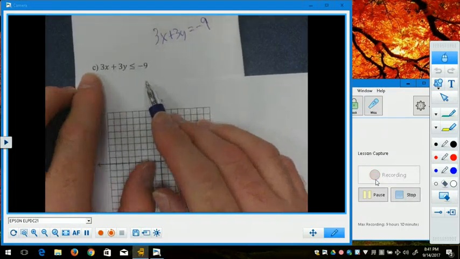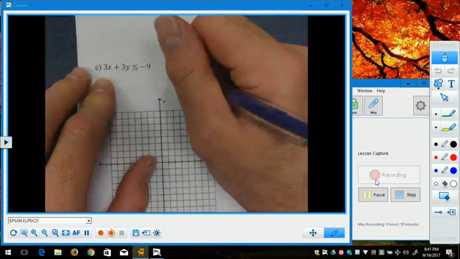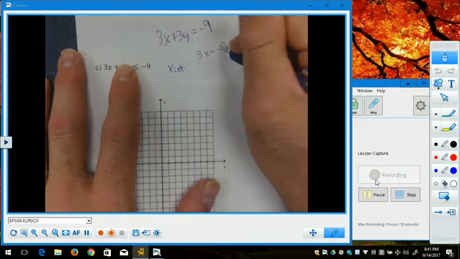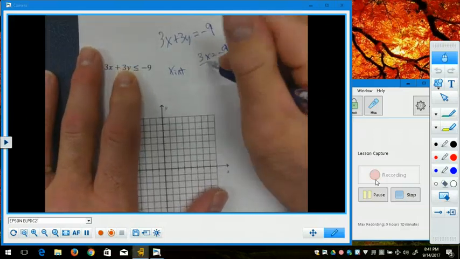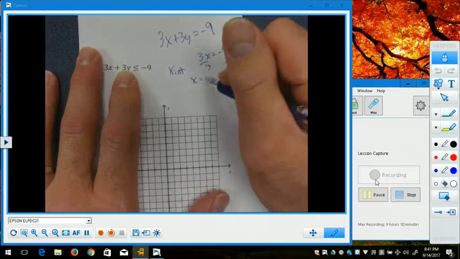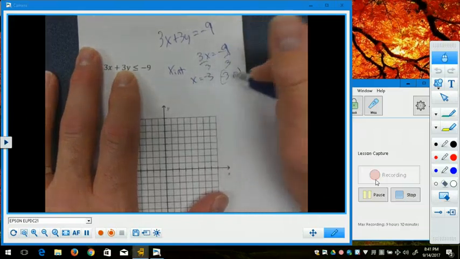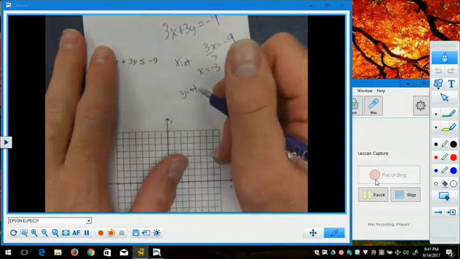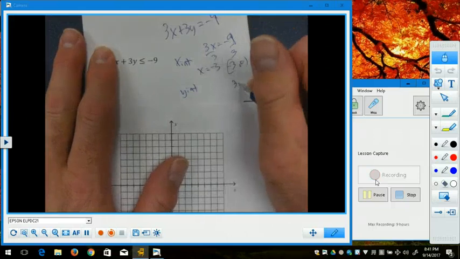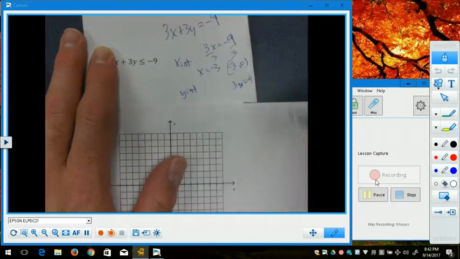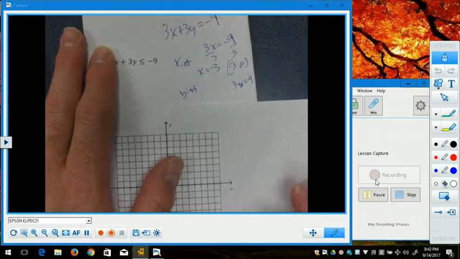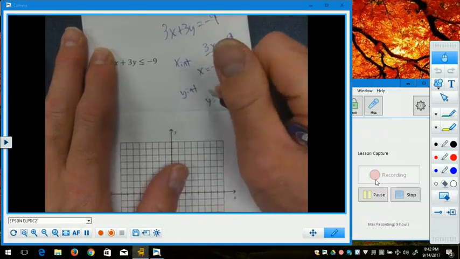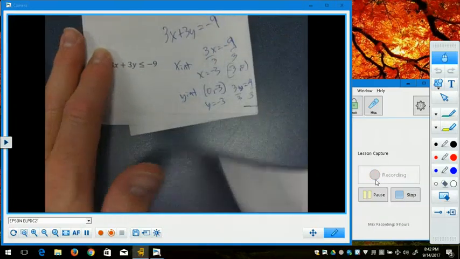So if you were doing this using the x and y intercepts, our x-intercept is where we cover y and solve for x. So in this case, I have 3x equals negative 9. When I divide by 3 on both sides, I get x equals negative 3. So negative 3, 0 is my x-intercept. Also, for my y-intercept, if I cover up the x, I get 3y equals negative 9. I'm not worrying about the inequality right now. I am just trying to find points to plot the line part. So when I divide by 3, I get y equals negative 3 also. So this is 0, negative 3.